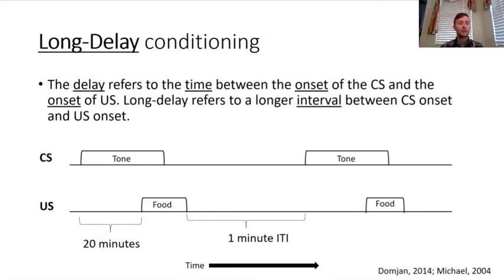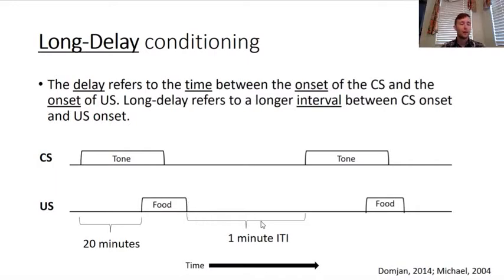Long delay conditioning. The delay refers to the time between the onset of the CS and the onset of the US, the same as short delay conditioning. But long delay conditioning refers to a longer interval between the CS onset and the US onset. So here it's 20 minutes. So the tone is on for 20 minutes, and then the food becomes available. There's overlap between the food and the tone, the tone is off, the food is still available, then off.